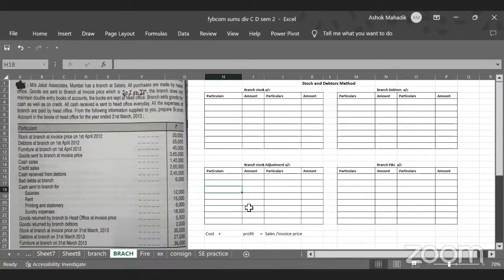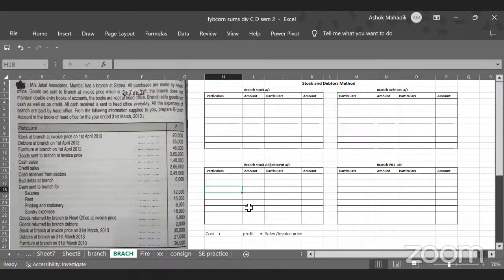So today I'll be showing you branch account sums. In branch accounts, there are two methods in your syllabus. One is debtors system and second is stock and debtors system or method. In the paper, always read what is asked, which method they want you to solve the sum with. That is very important because questions may be similar, but the method may be different. So this sum I'm going to solve by both the methods in this lecture. Okay, so let us start.